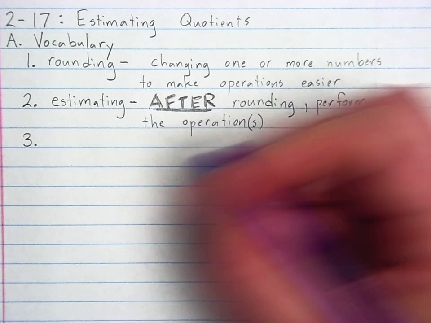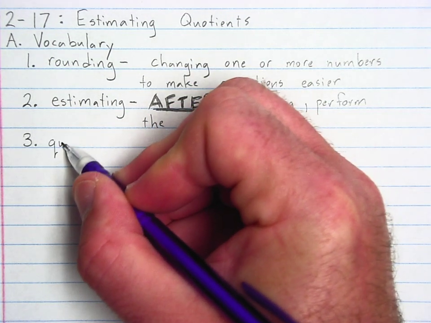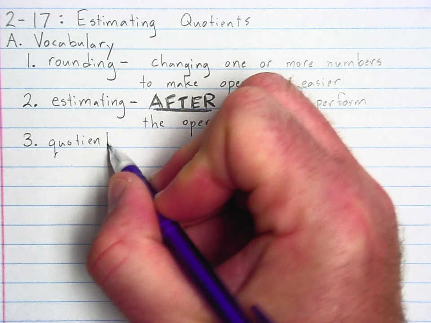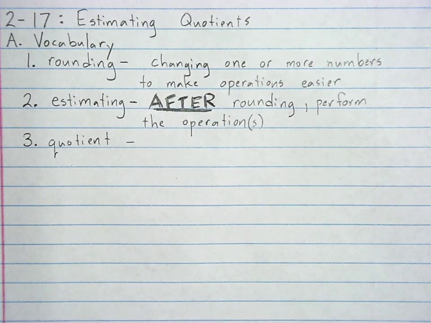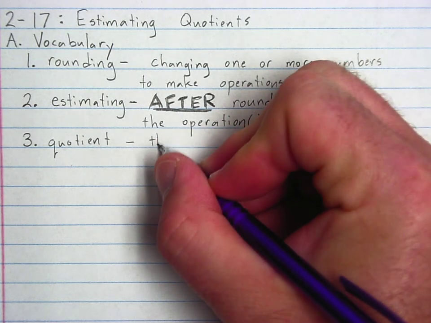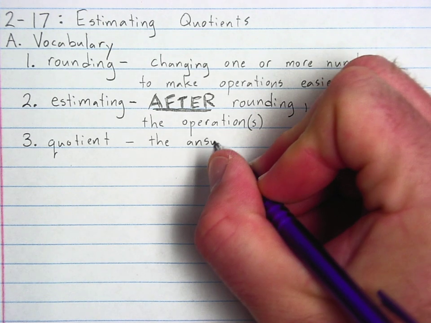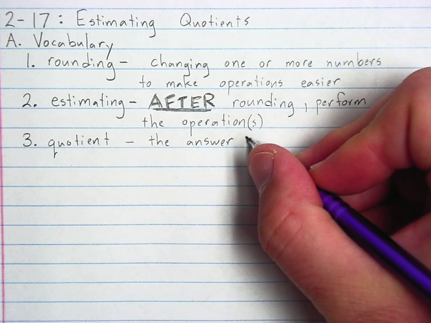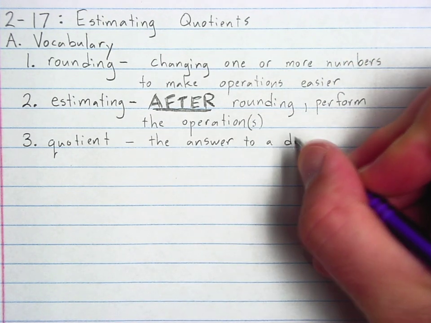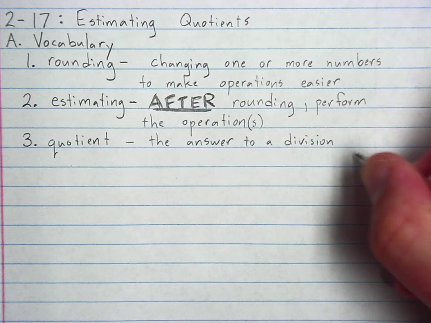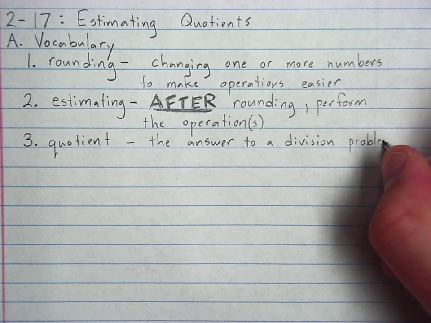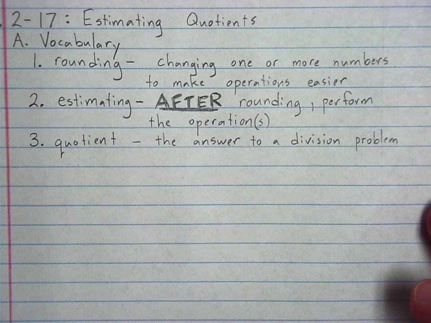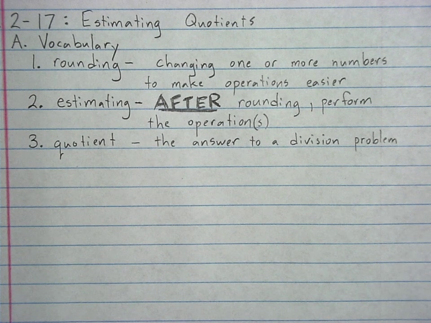And finally, number 3. This is a vocab word from our last lesson, but we're going to be using it a lot. Quotient. Quotient is the answer to a division problem. Okay. The sum is for adding, difference is for subtracting, product is for multiplication, quotient is for dividing.